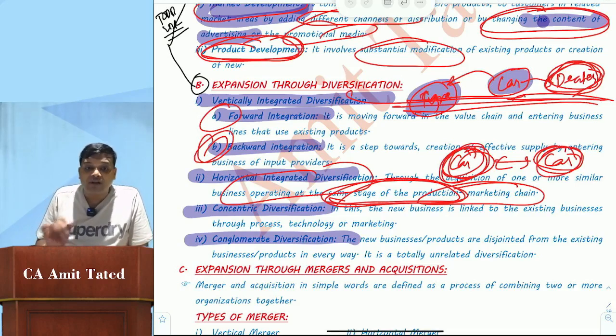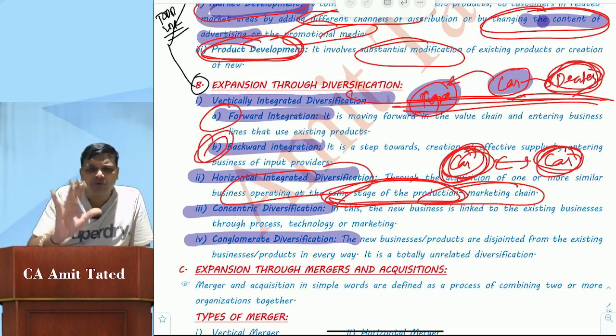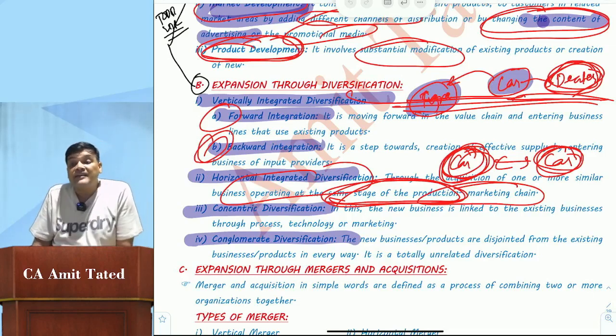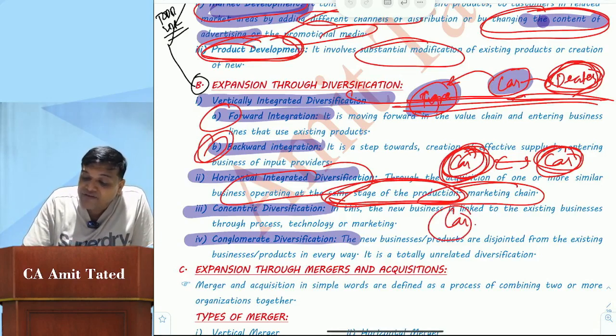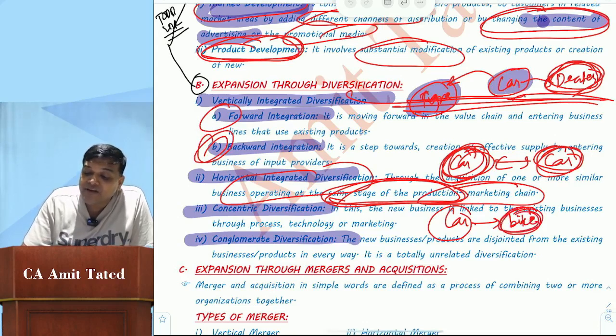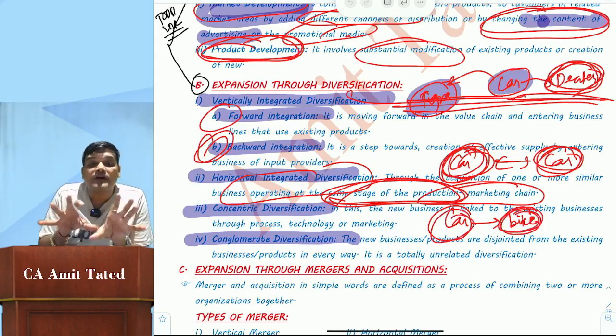Concentric means what? I will give you an example, don't worry, after all four are finished. Concentric means what? A car manufacturer is also starting bike manufacturing. Please understand, bike manufacturing and car manufacturing are both related products, but they are not the same.